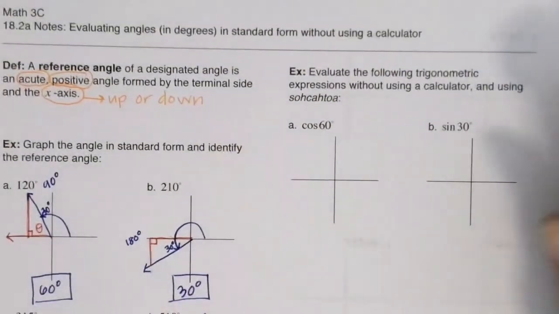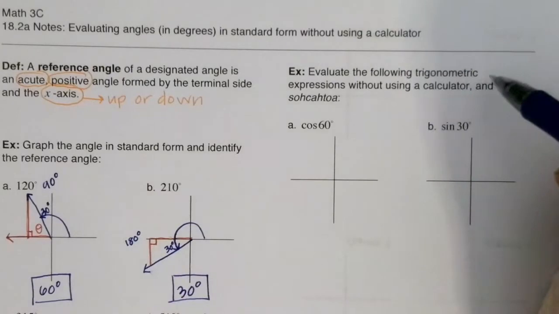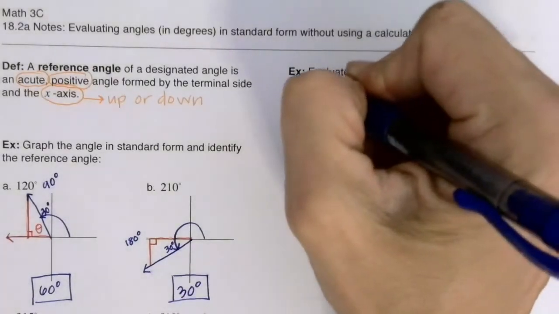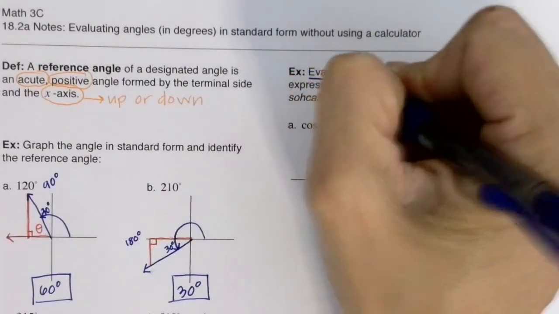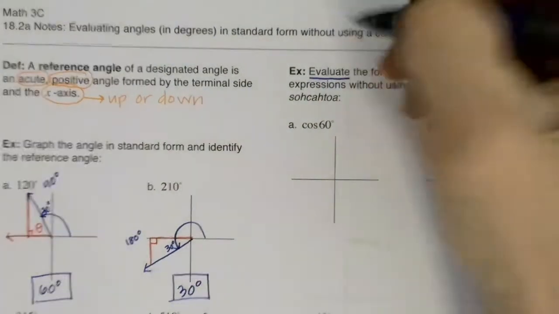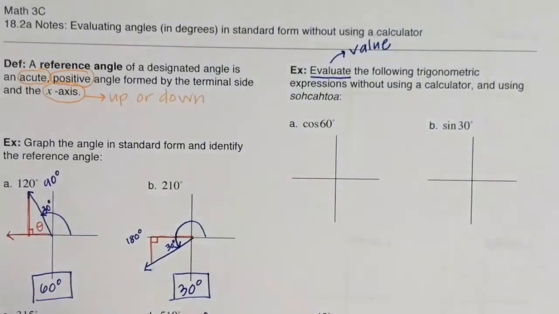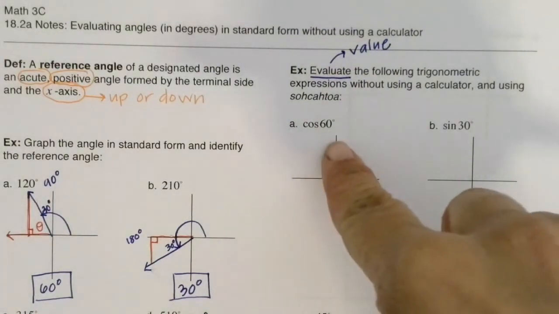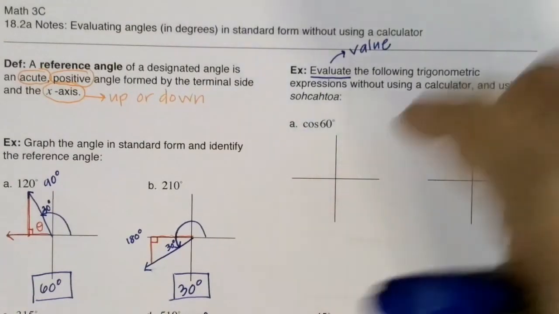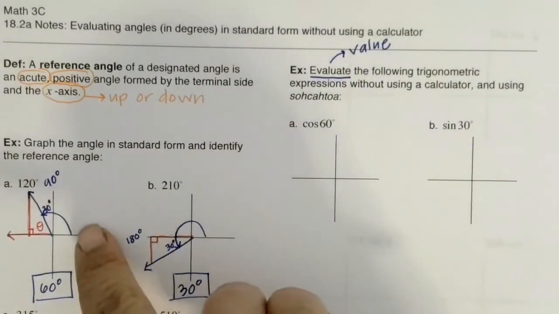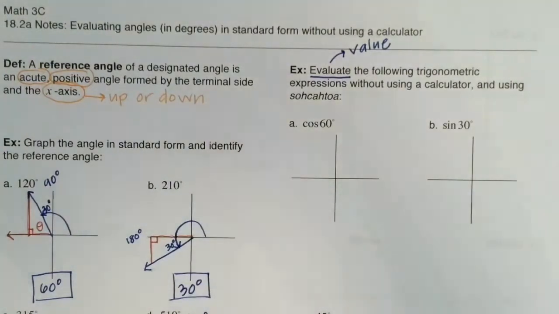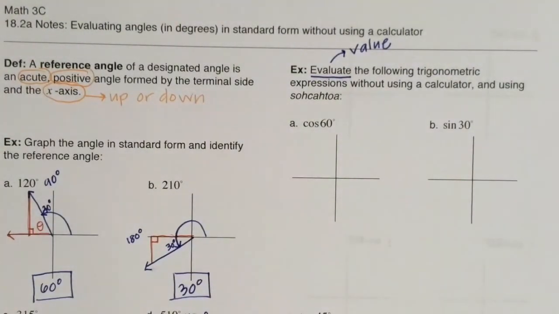So next example wants us to evaluate the following trigonometric expressions without using a calculator and using SOHCAHTOA. So evaluate. Remember, I've told you guys this means give me a value, right? So you're not giving me an angle, you're actually giving me a ratio of two sides because it's the cosine of 60 degrees. So what this is going to do is combine reference angles, which we just did and we're pretty straightforward, and SOHCAHTOA together, okay?